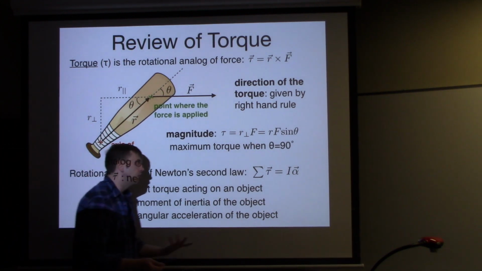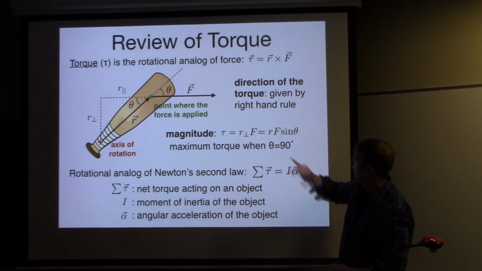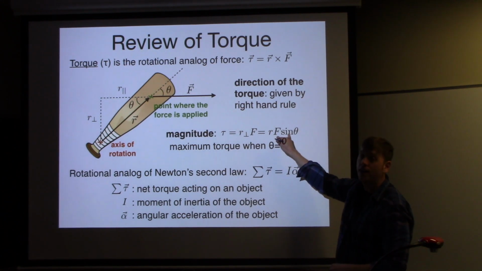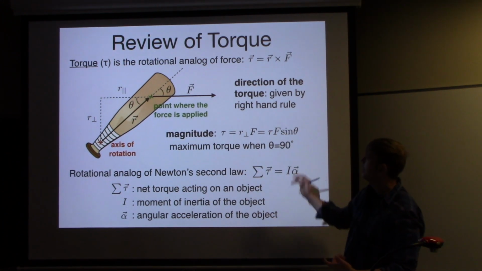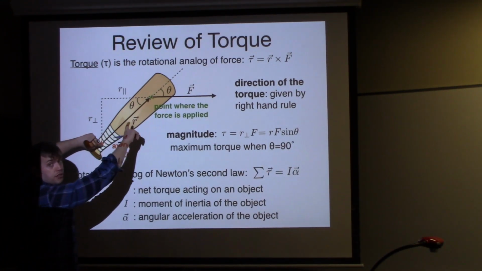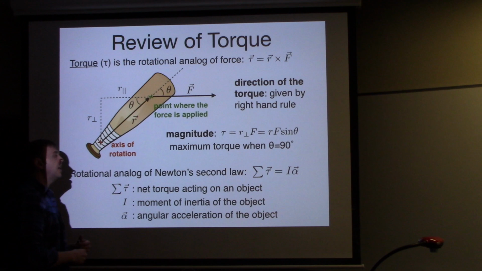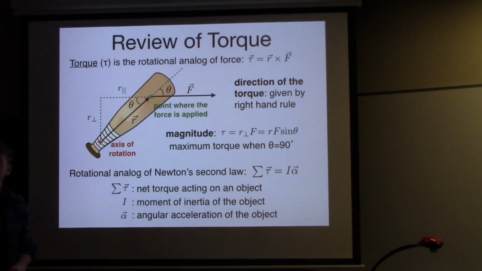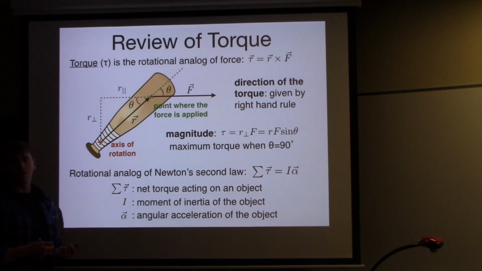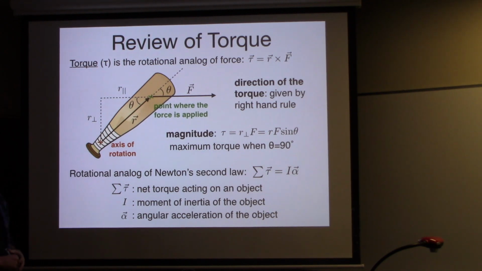As far as the magnitude, the magnitude of any cross product is the magnitude of the first vector, which is R, times the magnitude of the second vector, which is F, times sine of the angle between them. But let's think about that for a second. The magnitude of R is just the distance from the axis of rotation to the point where the force is applied. The angle theta is the angle shown here between R and F. So R F sine theta, that's how you calculate a torque. And of course, if you want the maximum possible torque, then we want a 90-degree angle between R and F. That's how you get the biggest amount of torque.